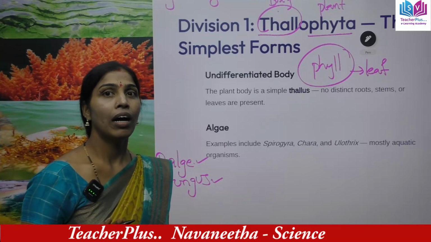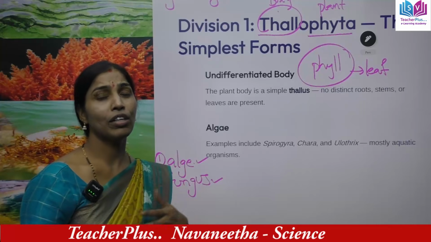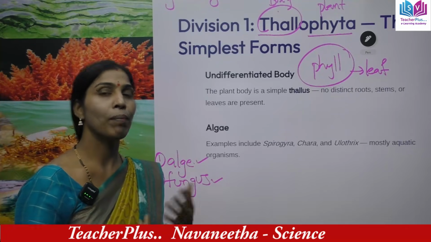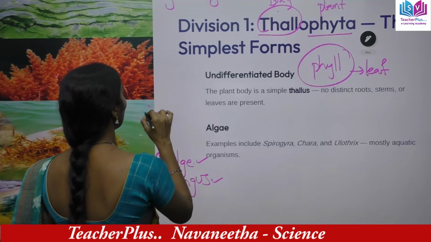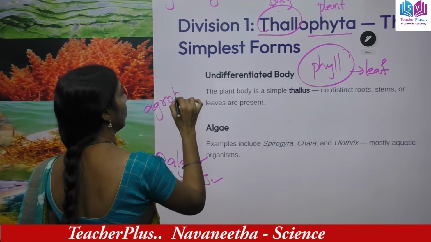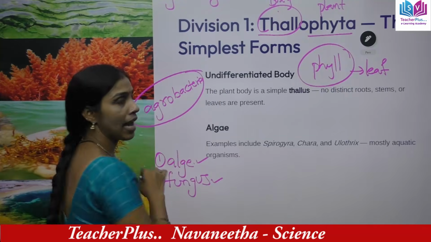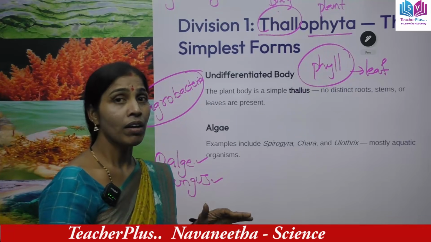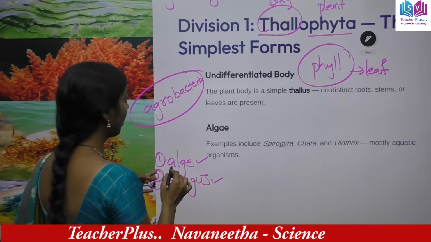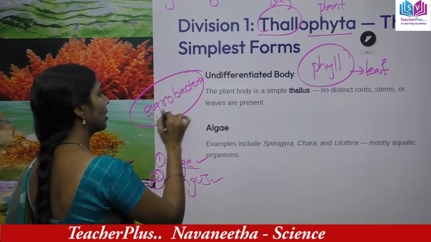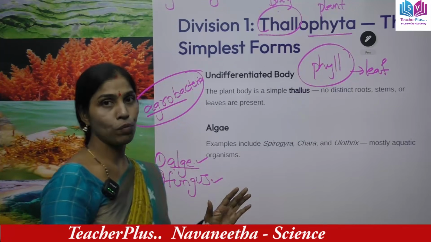Now tell me, what is the first organism on the earth? Plant or animal? Yes, animal. Agrobacteria. Agrobacteria is the first animal on the earth. And the first plants are algae, and the first animal is agrobacteria. Algae are the first plants.